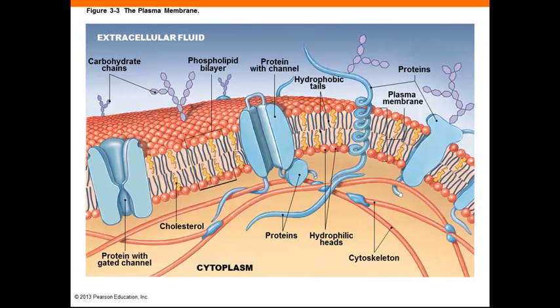Carbohydrates often combine with proteins and lipids to form glycoproteins and glycolipids. So we have a carbohydrate chain here. This looks like some carbohydrate chains here combined with these proteins. And so what these glycoproteins and glycolipids can do, they can function as lubricants and adhesive receptors, even identifiers for cell-to-cell communication.